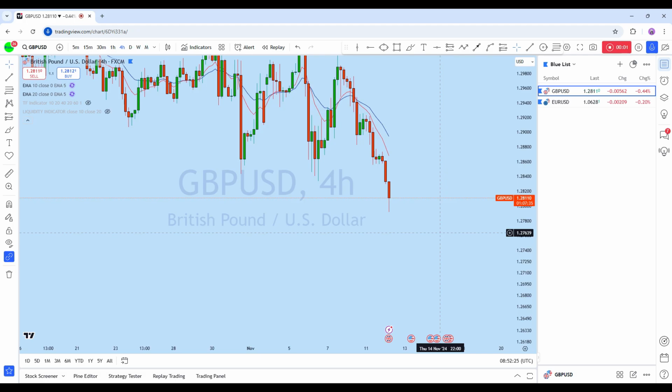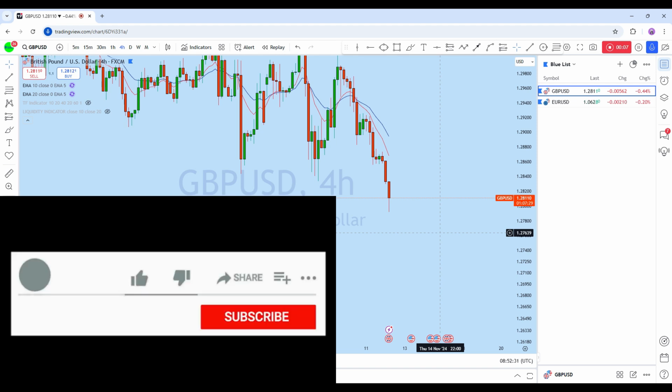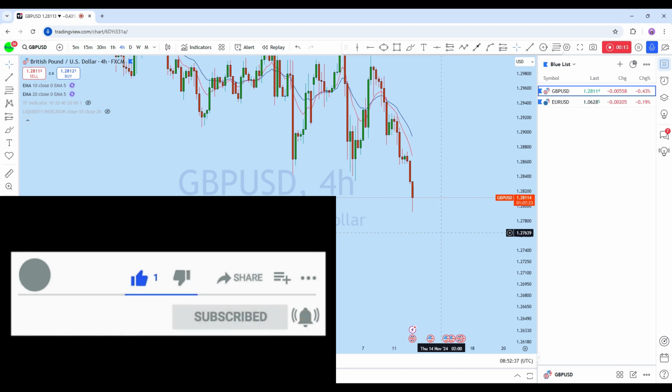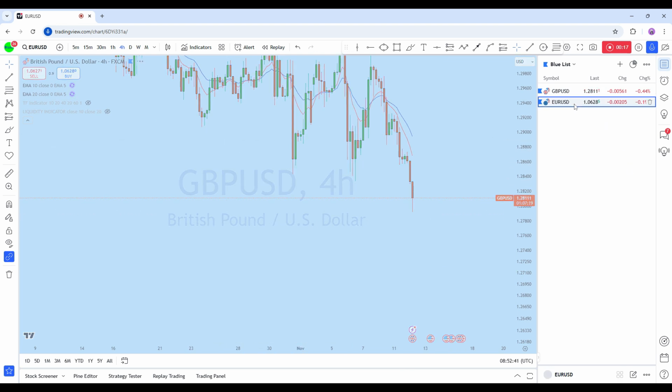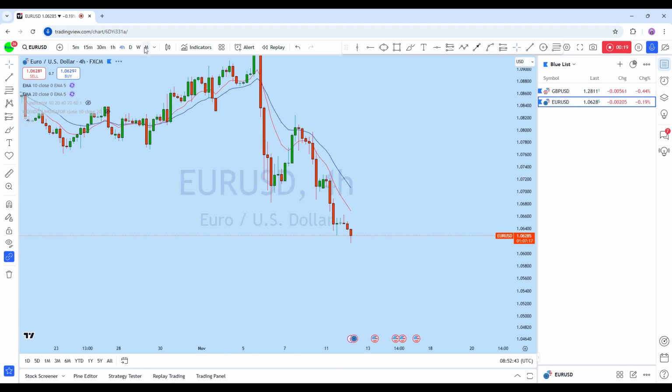Hello trader, with the increased volatility on euro dollar and GBP USD, both of these instruments currently showing significant trading opportunity on the lower time frame. Now before we discuss how we can trade, let's quickly look at the higher time frame starting with the euro dollar to see the overall picture in the market.